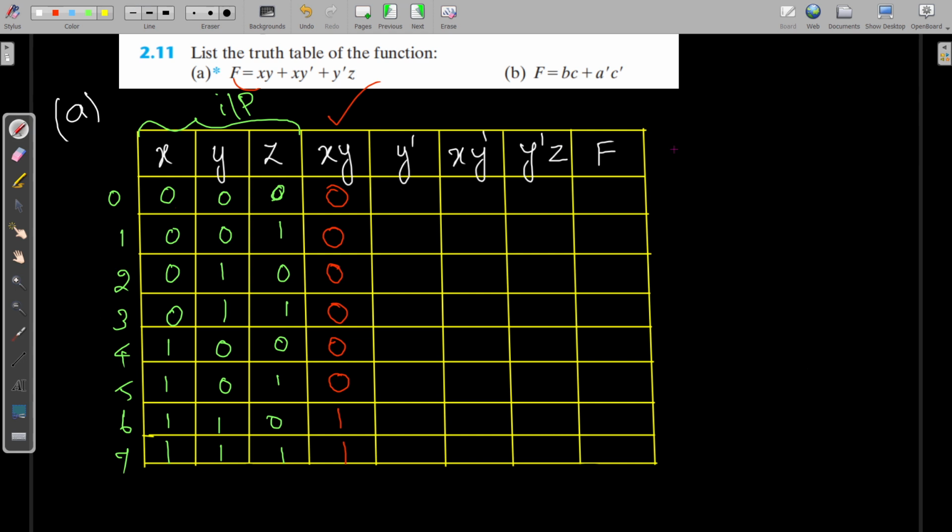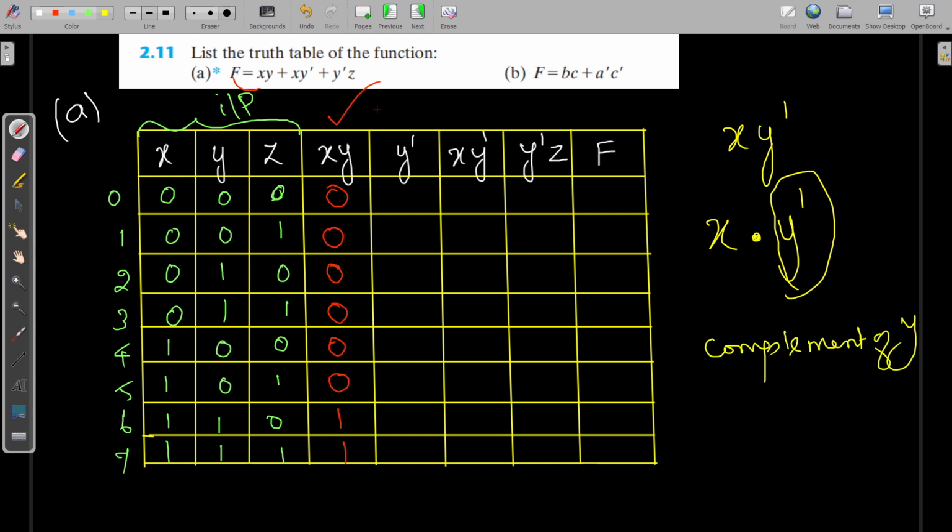Now we go for the second term. The second term is XY'. So it is the ANDing of X dot Y'. First we need to find out this Y'. What is Y'? It is the complement, so we need one more column. Here Y is 0, so its complement is 1. Here it is 0, so its complement is 1. Here it is 1, so it is 0.